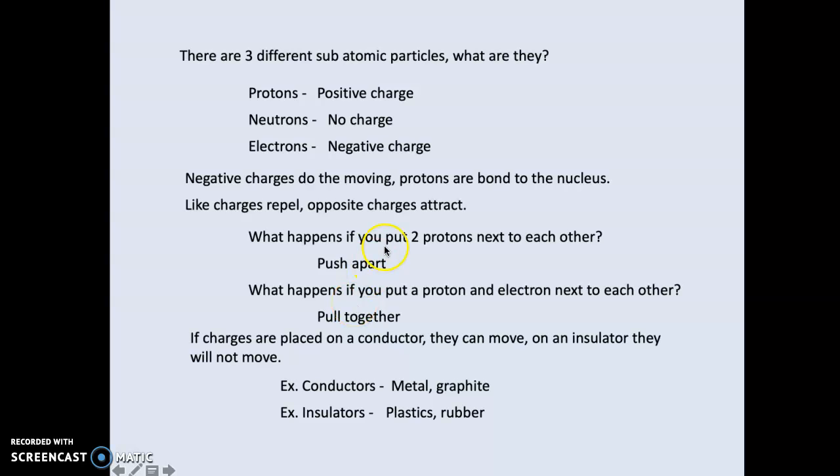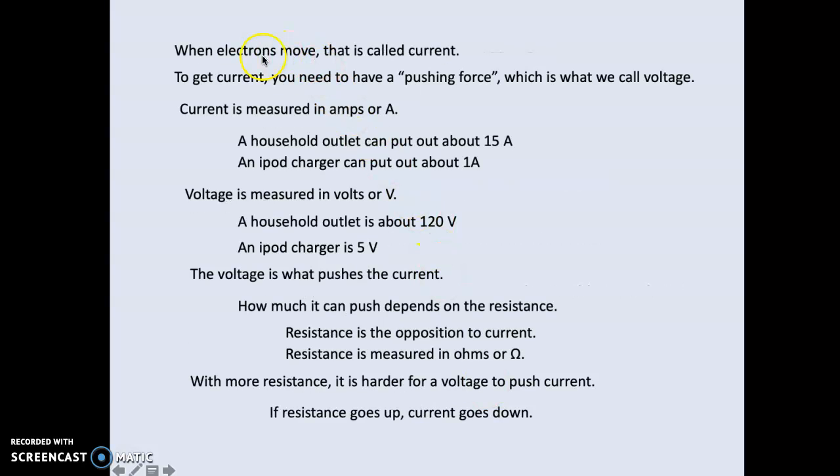Not all materials allow electrons to move the same. Conductors such as metal or graphite allow electrons to move. Insulators such as plastics or rubber do not allow charges to move. So that is taking us into something that we'll build out a little bit more next week. I just want to introduce this a little bit. Electrons, when they move, create current. Okay, so when electrons move, that creates current.